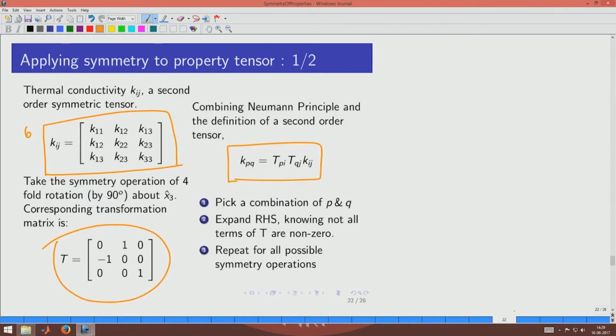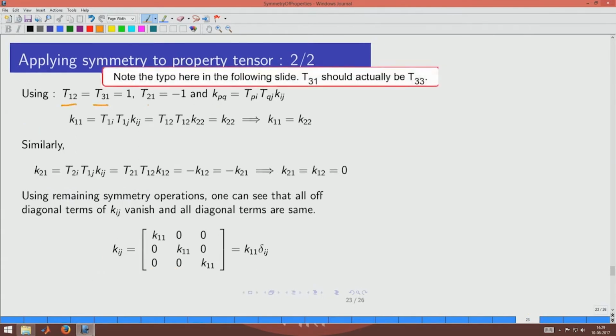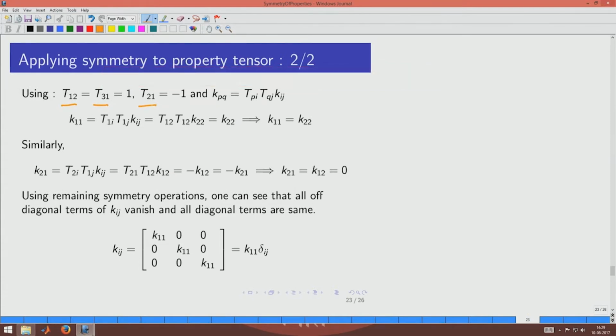Now, if you look at this, you have only 3 positions of T that are non-zero. We will note down that T12, T31 and T21 are the only 3 that are non-zero, and we are going to use them to expand this equation. How many equations is this? This is actually 9 equations, which means that for every combination of P and Q you have one equation.